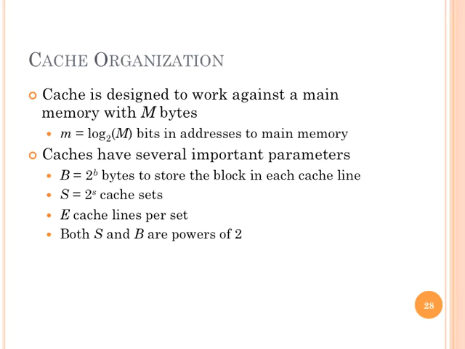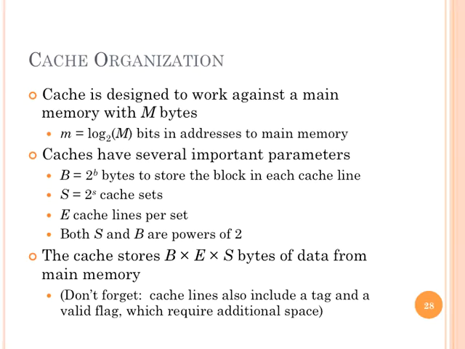Like I see here, S and B are both powers of 2. E can be whatever we want. And so our cache can store an amount of information that is the product, basically, of all of these things. So B is the number of bytes in each block, and a block corresponds to a cache line. And then we have E cache lines per set and S sets. So we just multiply those all together, and that tells us the size of our cache.